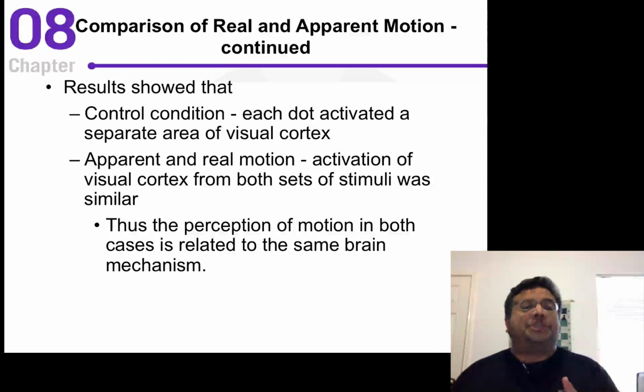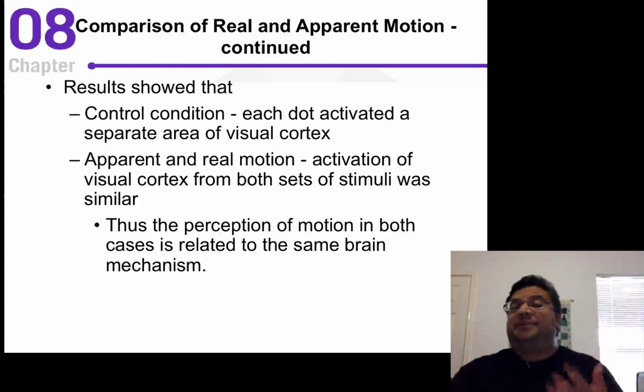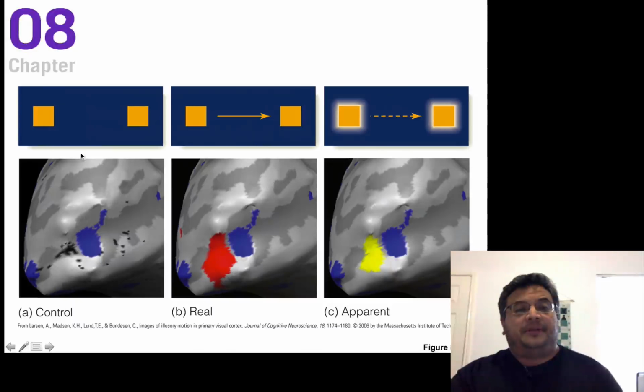The motion dots activated the visual cortex very similar to each other in the apparent motion and in the real motion, which tells us that even when we're perceiving apparent motion, we're using the same part of our brain, the same part of our visual cortex that's used in perceiving real actual motion. So here's the evidence, right?